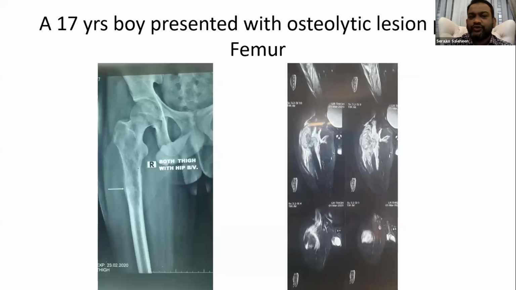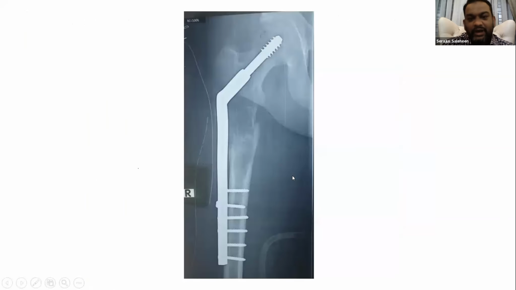Now I am going to show some case illustrations, what faulty technique we have done and what we should do. This is a case of a 17-year-old boy presented with an osteolytic lesion in the proximal femur. There is an osteolytic lesion with some periosteal reaction in the X-ray, and MRI shows an intracompartmental lesion, also with an extracompartmental component. Our surgeon did the biopsy with a large incision and fixed the tumor with a long DHS, and the biopsy report shows Ewing sarcoma.